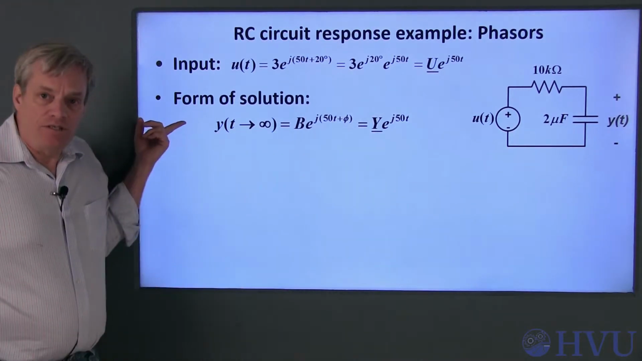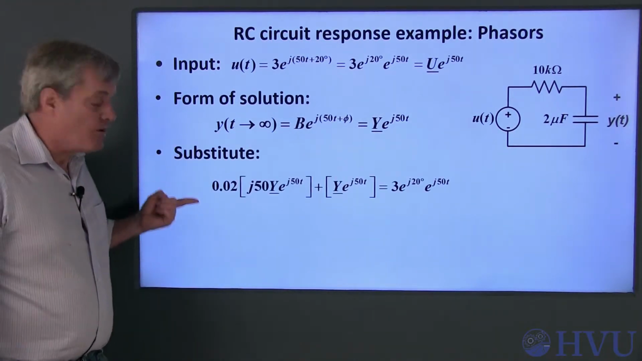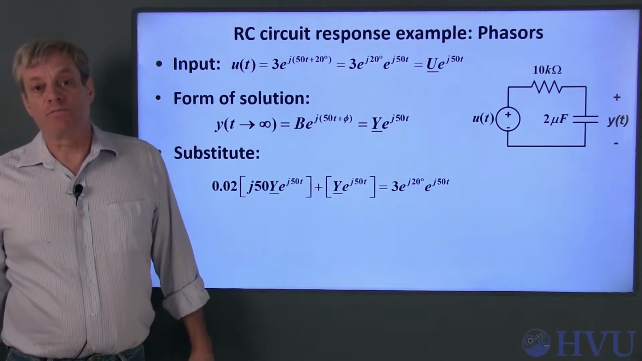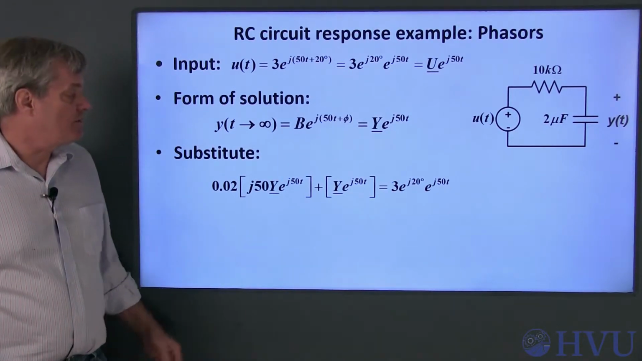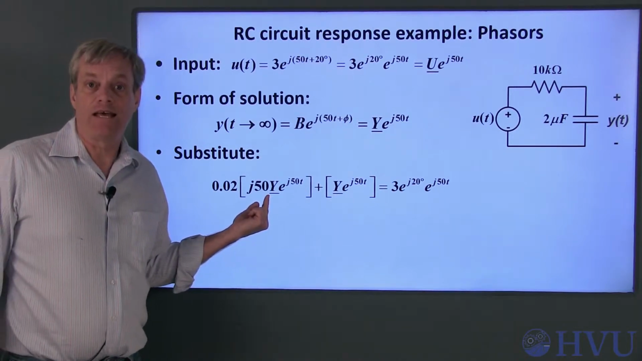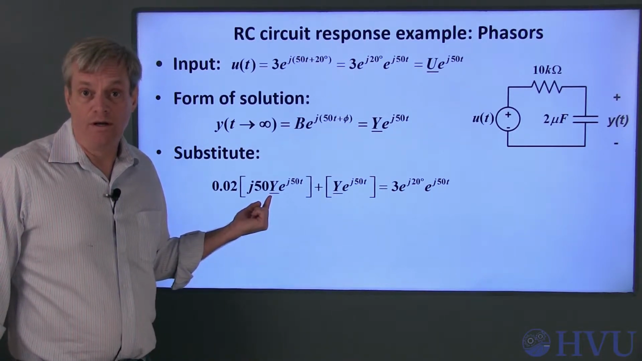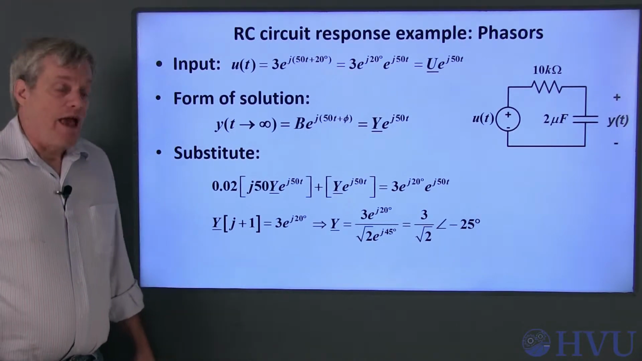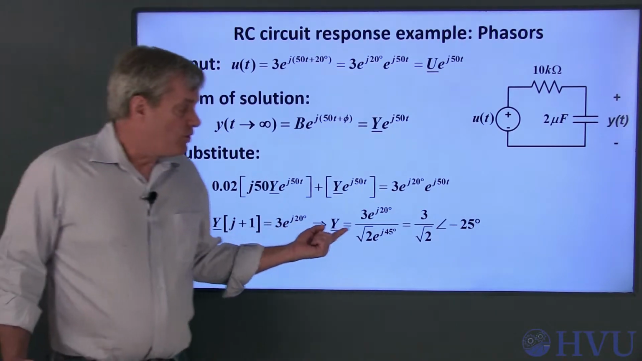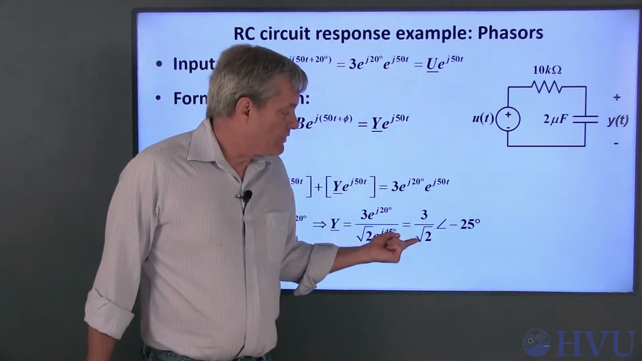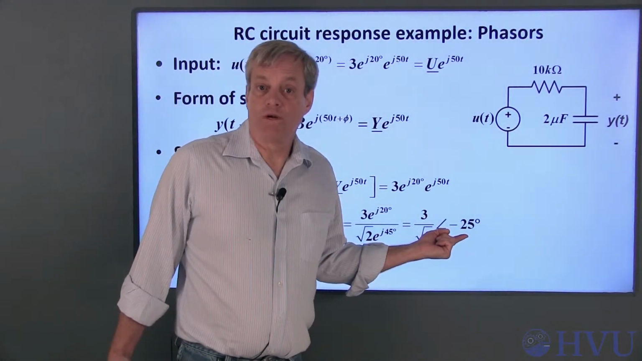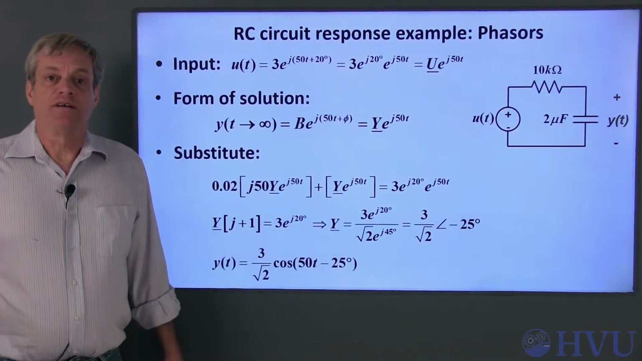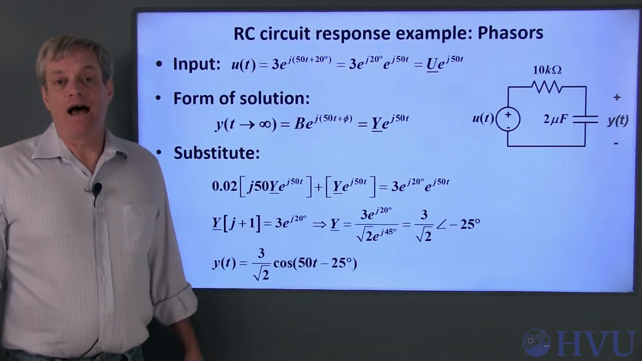If we substitute these expressions into the governing differential equation, we get this. The only difference between this and our previous approach is that I've used phasor notation to represent the magnitude and phase angle of the output sinusoid. The analysis is the same complex arithmetic as before. So the output phasor y underscore has a magnitude of 3 over root 2 and a phase angle of negative 25 degrees.